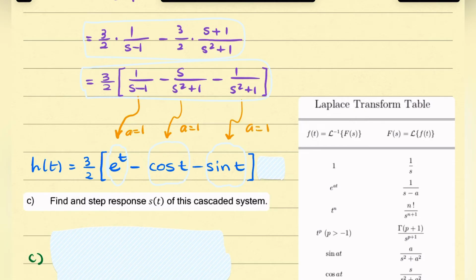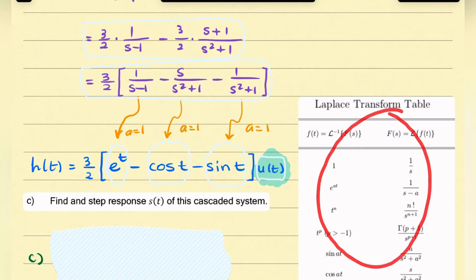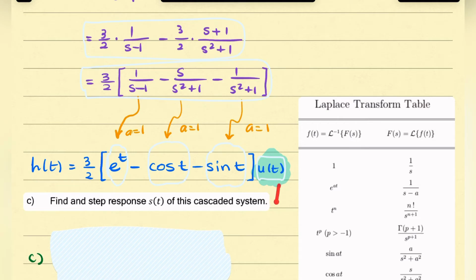So now we have our impulse response. We need to remember that the impulse response for a causal system will only be non-zero for t greater than or equals 0. So it's important that we multiply by a unit step. Okay, so make sure you have that unit step there. You'll lose marks if that's not there. Even though you don't see that on the table, because we're finding an impulse response, it's really important that you have that unit step.